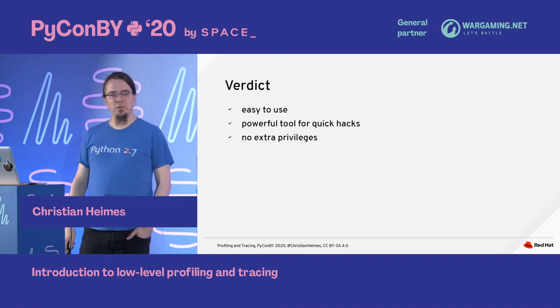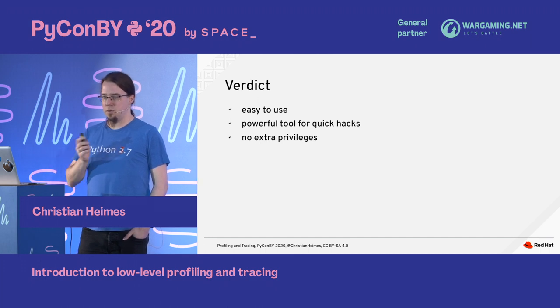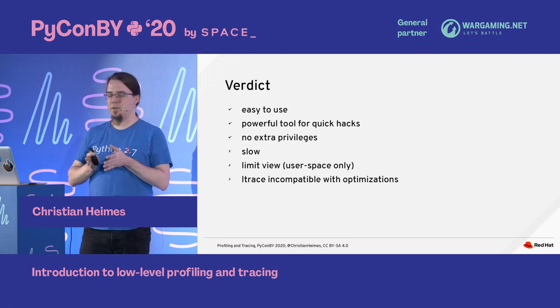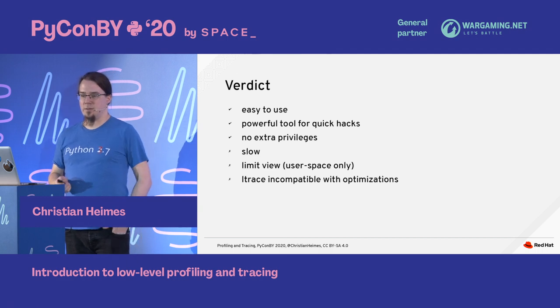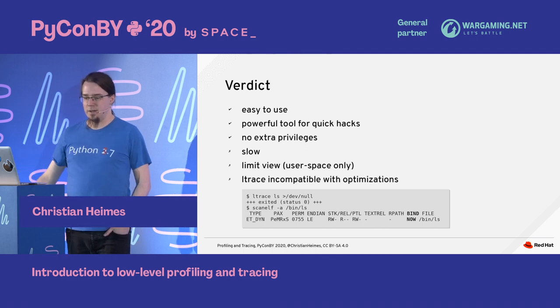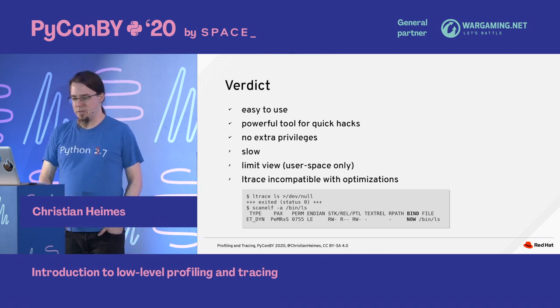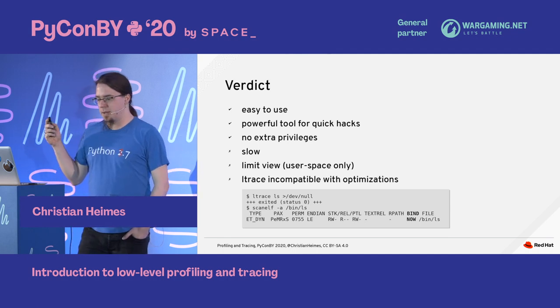So this strace, ltrace family is useful. It's easy to use for simple tasks, for debugging on the first level to see the interaction between your process and the kernel. It usually doesn't require extra privileges. You can even run them as a normal user on your laptop or on a production server. But it's also very slow and has a very limited view. Especially ltrace does not work if you have a highly optimized system. If you have a system that uses something called bind-now linking, it doesn't work at all. If you try to use ltrace, it doesn't work. Check for that.